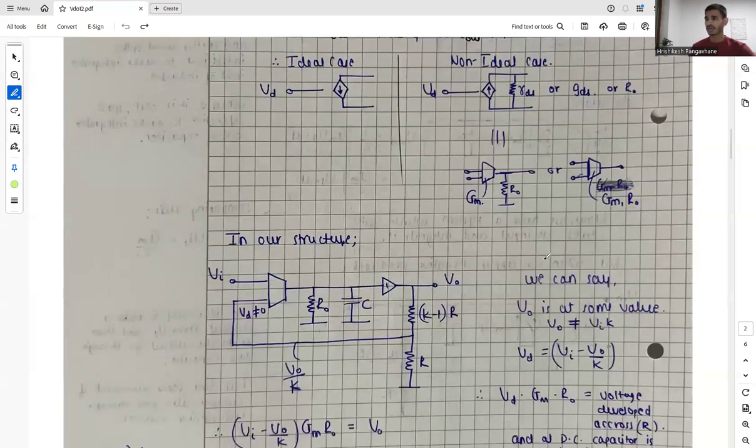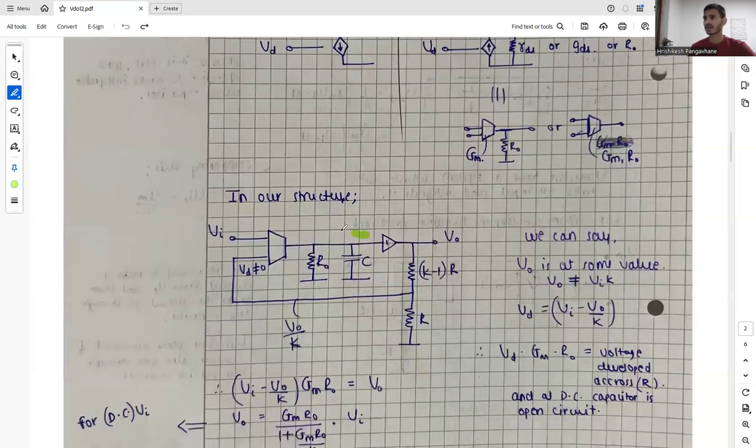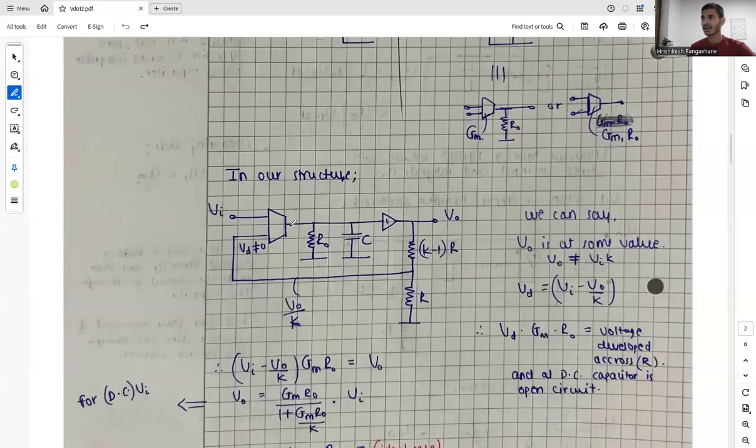So now, coming to our structure. Let's say there is a voltage difference Vd which is not equal to 0, and that's why the current flows through this R, and we get a Vout. And at this point we have Vout by K voltage due to this voltage divider, which is not equal to Vi times K. So Vd is basically equal to Vi minus Vout by K, and that's how we can say that Vd times Gm R naught is equal to the voltage developed across R.